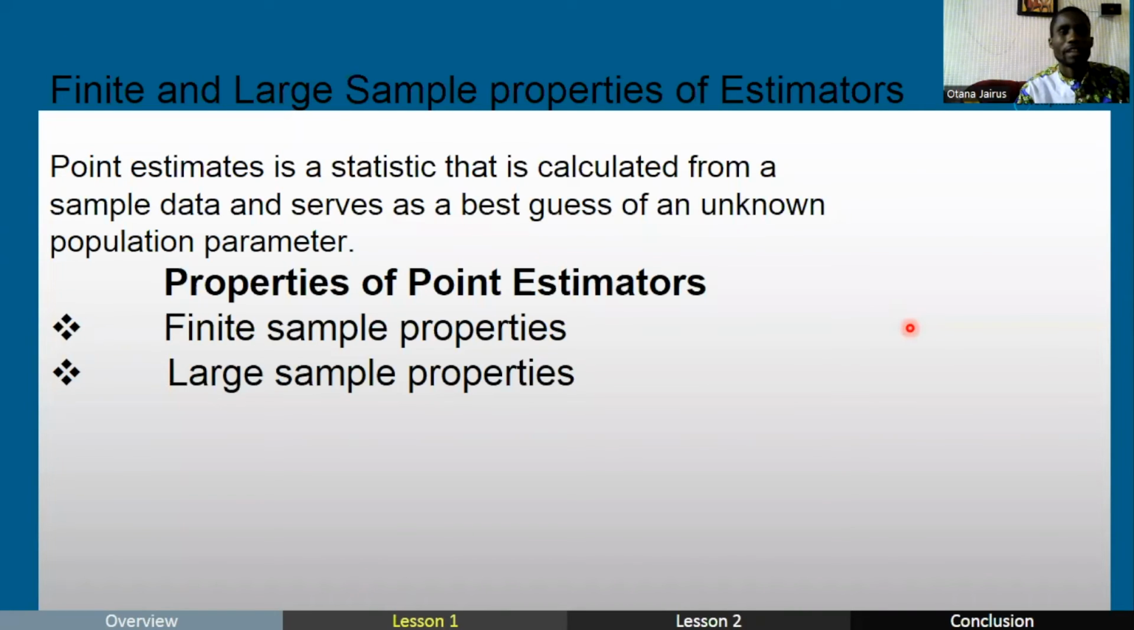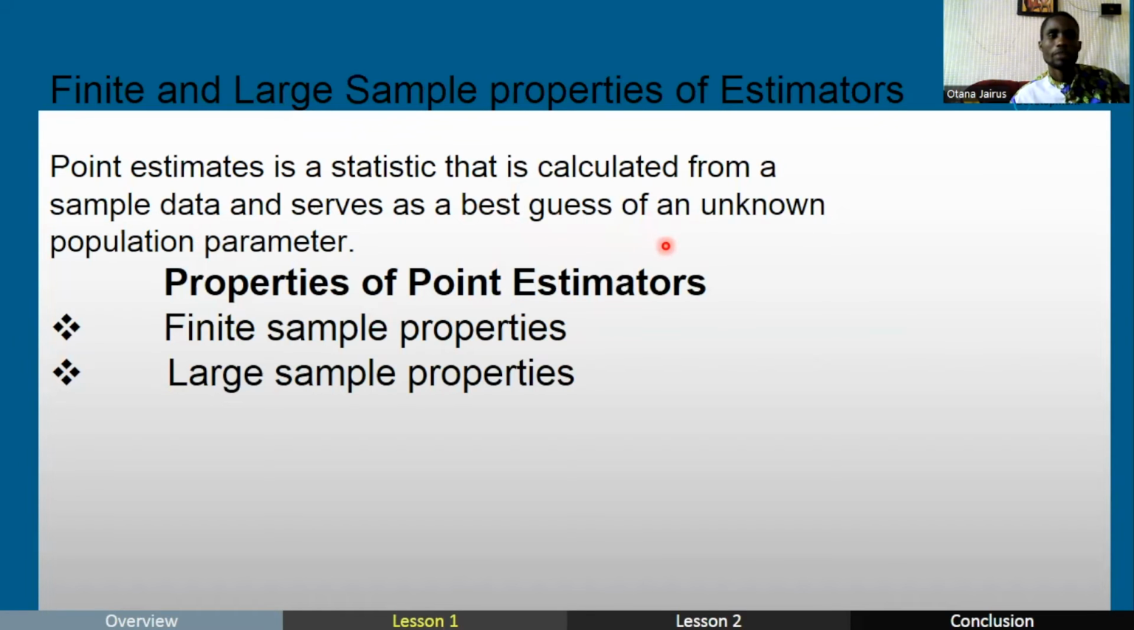Let us talk about finite and large sample properties of estimators. And you have two properties of estimators: the finite sample properties and large sample properties, okay? So these estimates, the point estimate is a statistic which is calculated from sample data, and this serves as our best guess for an unknown population parameter.